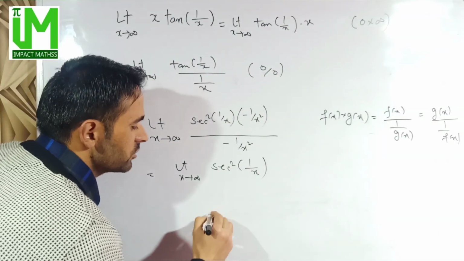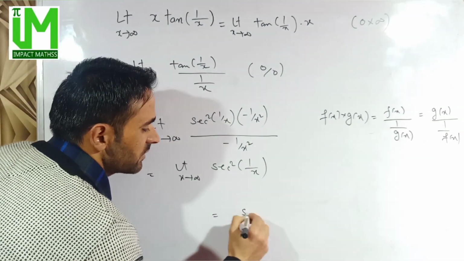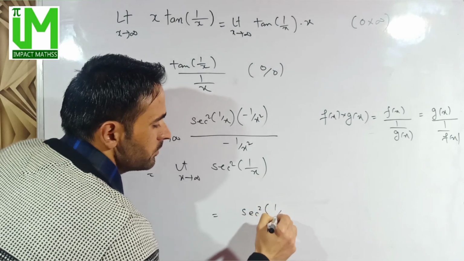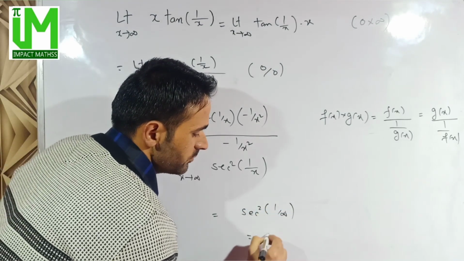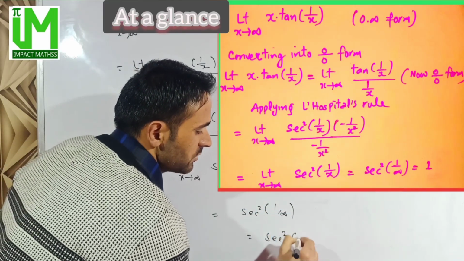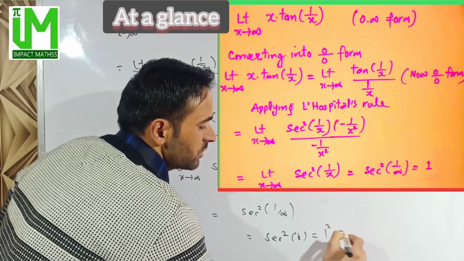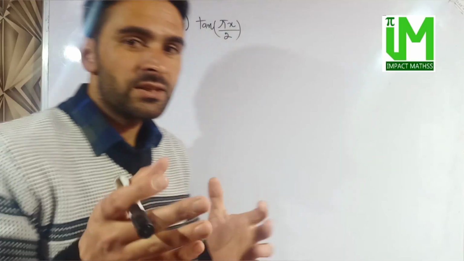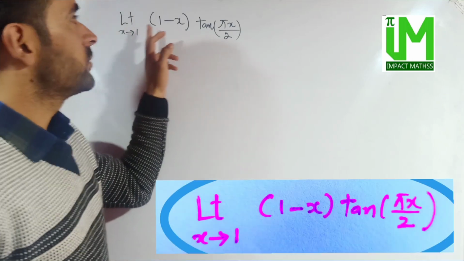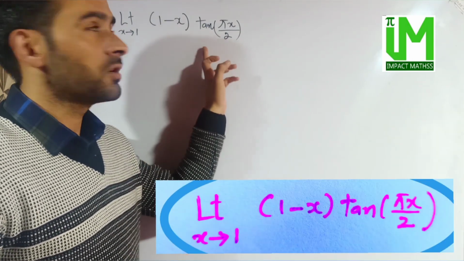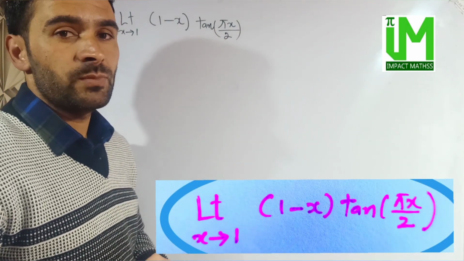Now we can use the limit, so it will be sec square 1 by infinity, which will be sec square 0, which will be 1 square, so it will be 1. So next example is limit x tends to 1 minus x into tan of pi into x divided by 2.